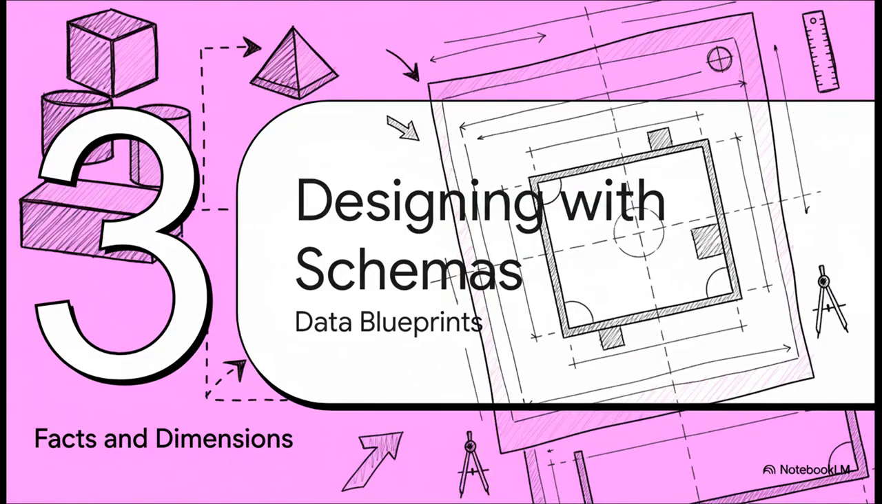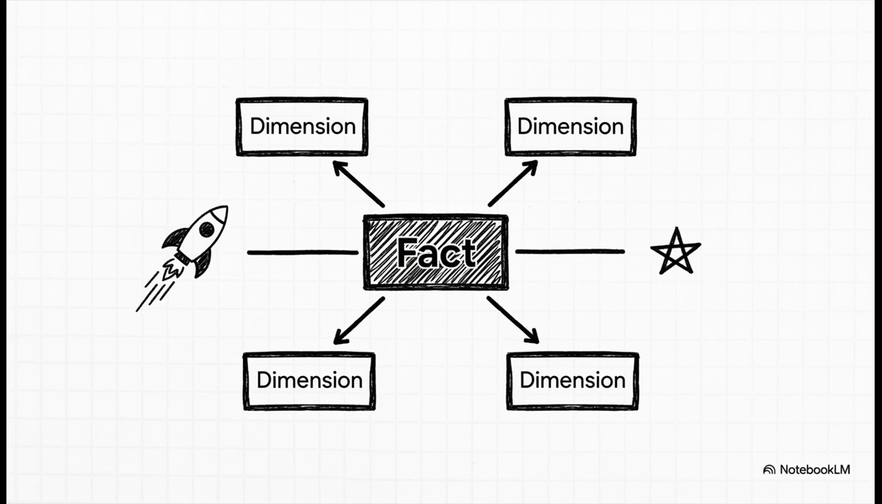Okay, so we've got our building blocks, facts and dimensions, the numbers and the story. Now, how do we actually put them together? Well, that's where schemas come in. Just think of them as the blueprints you use to build your data model. And the most popular blueprint, the one you're going to see everywhere, is the Star Schema. And the name is perfect because it's just so simple and elegant. You have your main fact table right in the middle. That's all your numbers. And then connected directly to it are all your dimension tables, the story.